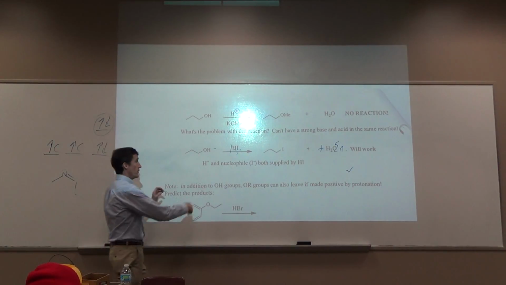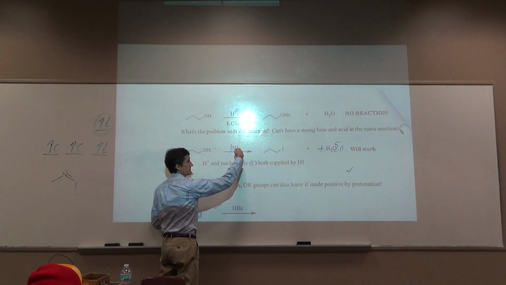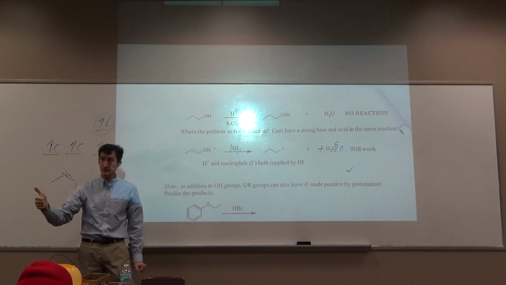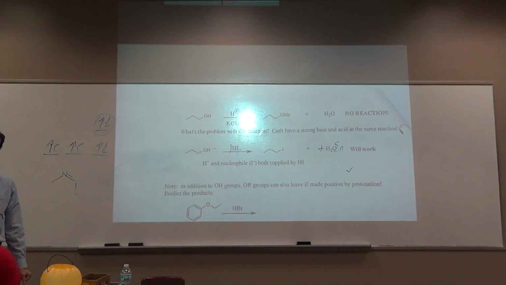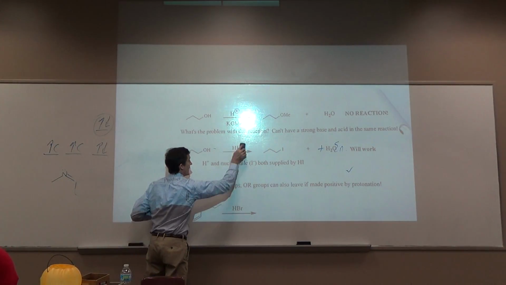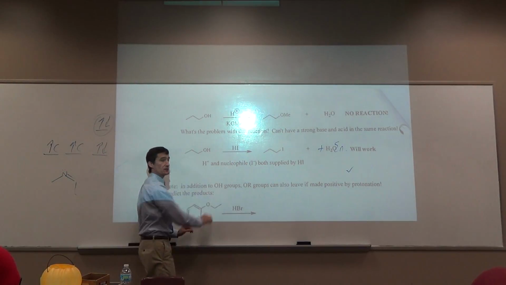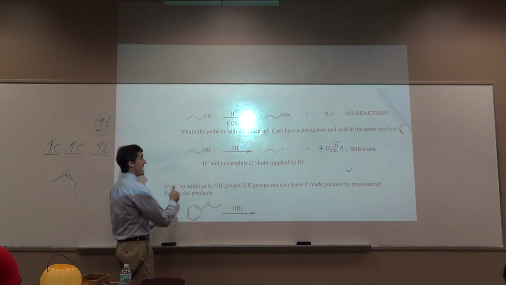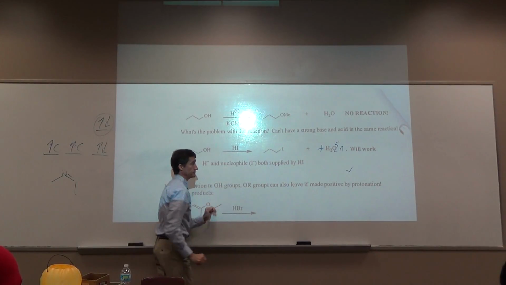Okay? Well, what if we react this with HI? HI actually supplies both, because it's a strong acid, so it supplies H+, but then the I- can be the nucleophile. And it's very common to react alcohols with HX, like HBr, HCl. And you replace the OH with the halogen.